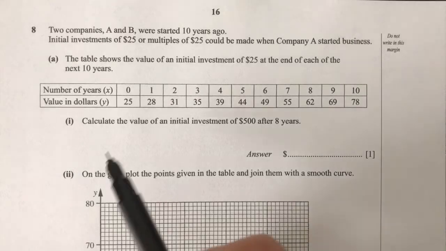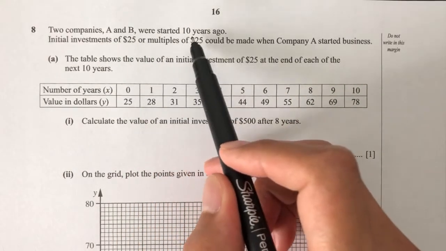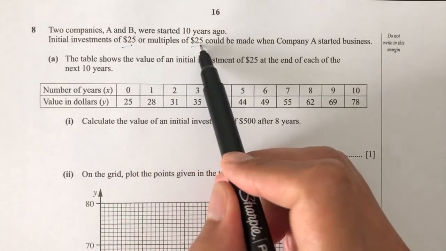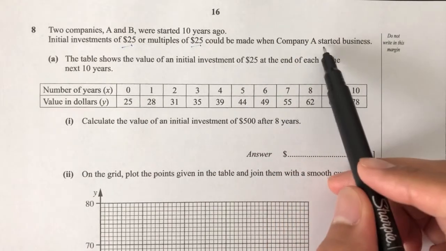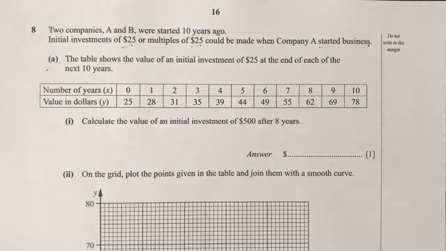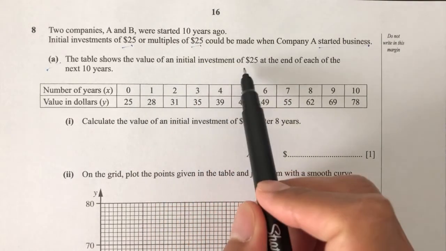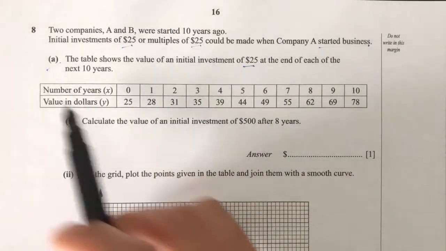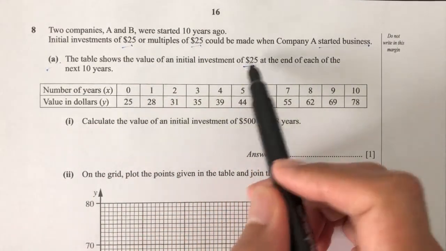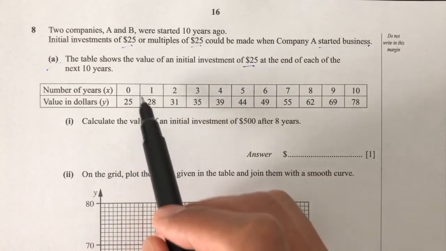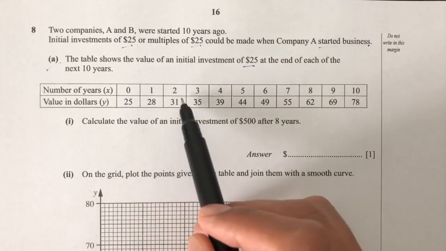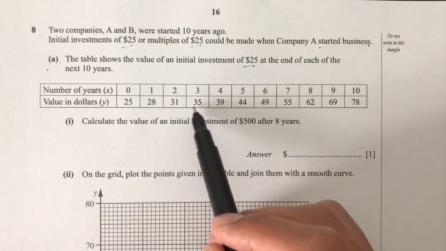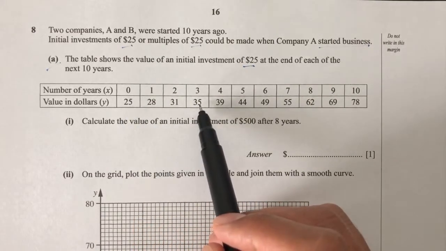Question number 8, we have 2 companies, A and B, that were started 10 years ago. Initial investments of $25 or multiples of 25 could be made when company A began business. Now part 1, the table shows the value of an investment of $25 at the end of each of the next 10 years. So in this table you can see that the investment was $25, the initial investment. So after every year, this will be the amount that you have. So for example, you would say, after 3 years, my investment became $35 and you gained $10 after 3 years.